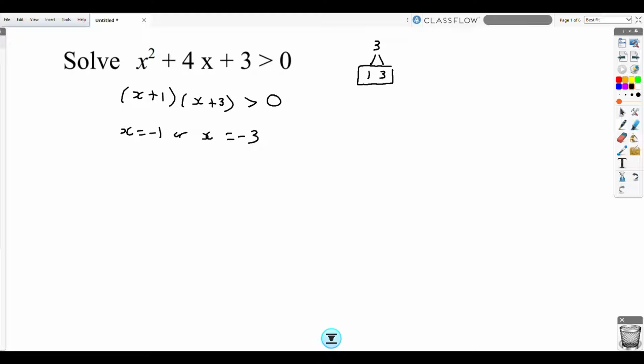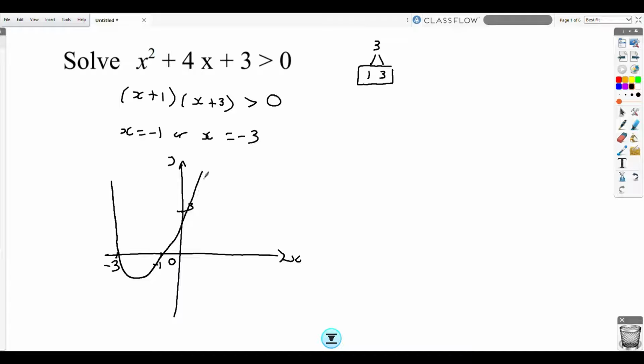So let's sketch the graph to help us here. Now remember, with a quadratic graph, we can tell what shape it is based on the number in front of the x squared. Since it's positive, we know it's going to be a U-shaped graph. Then, where is it going to cross the x-axis? At these solutions here. So once at minus 1, and then once at minus 3, and then its intercept is at positive 3. So it's going to look something like that.